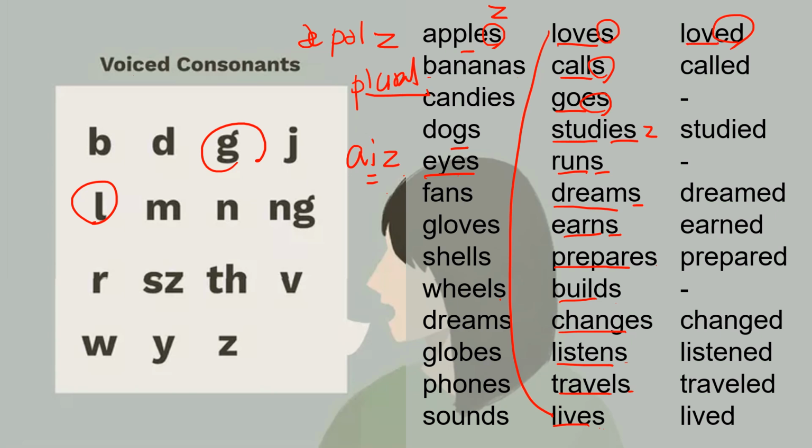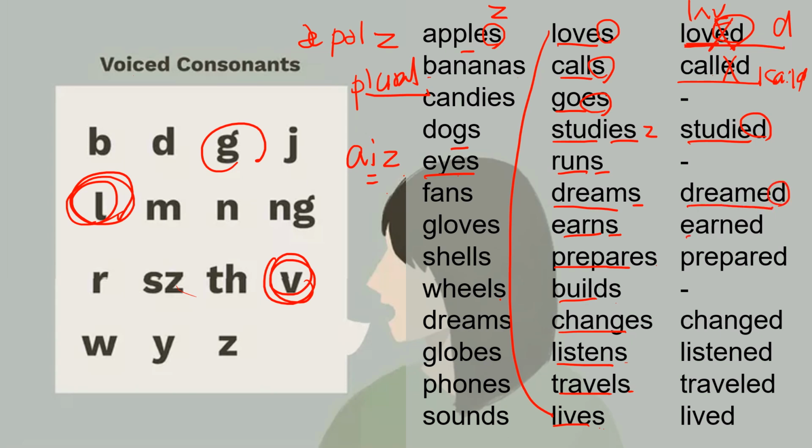So this is love, ending in V. V is voiced, so this ed sounds like D. You pronounce it as loved. The E is silent. Many people would say colored with a separate E sound, but E is silent. And L, as you see, is voiced. So this one will be called. Called. Studied. Dreamed. Earned. Prepared.